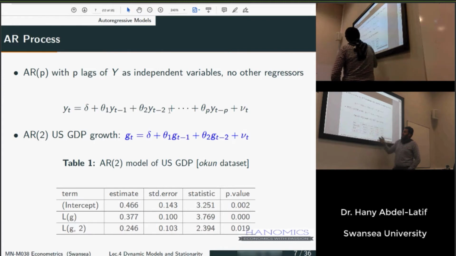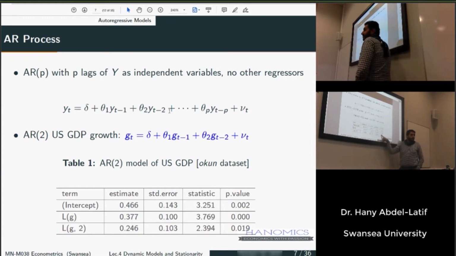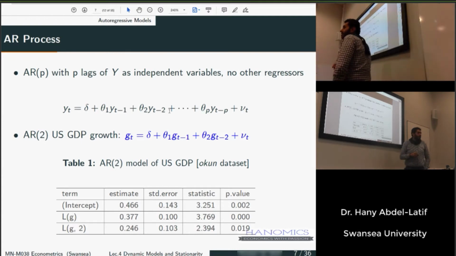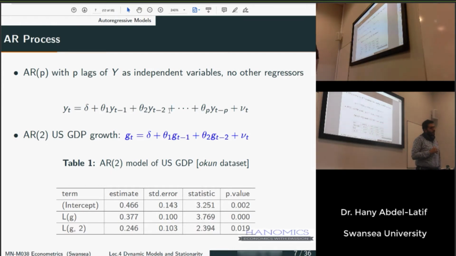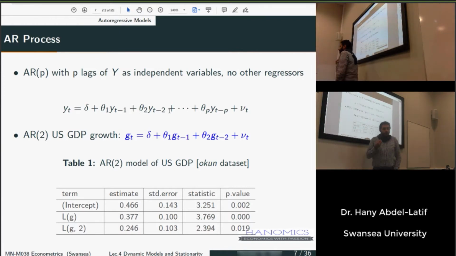So what we have here is an intercept, this is delta, the estimation for delta. This is the coefficient for the first lag, G_t minus 1, and this is the coefficient for the second lag, G_t minus 2. It seems that both are statistically significant, since we have small p-values. It's smaller than 1% in this case, and smaller than 5% in the other case. So that means it could be important, when you talk about time series, to consider the lags.